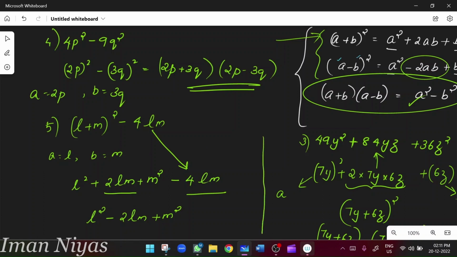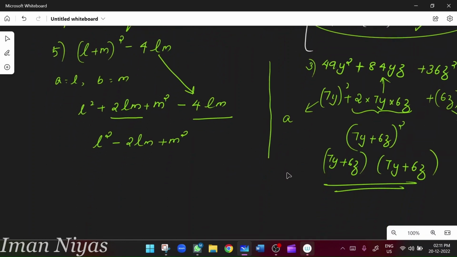So how can we do the rest? This is of the form, the first and the last term are square form, that means L square and m square are there, negative 2 into first term into last term. So can we write it in the form L minus m the whole square, and the factors are L minus m and L minus m, right? I hope all of you have done it properly, correctly. All of you got the answers, right?